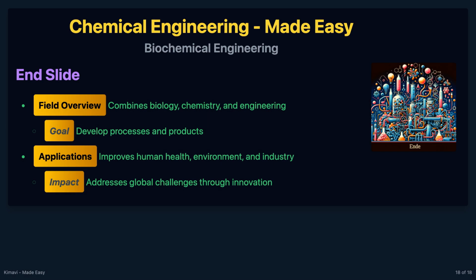This concludes our chapter on biochemical engineering. By understanding and applying these principles, biochemical engineers can design efficient and effective processes for producing a wide range of biological products.